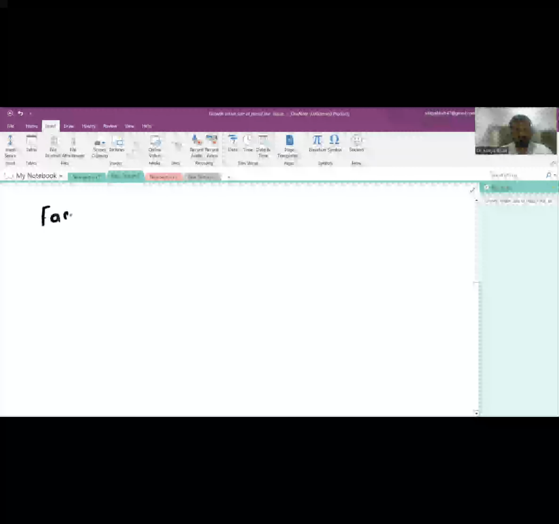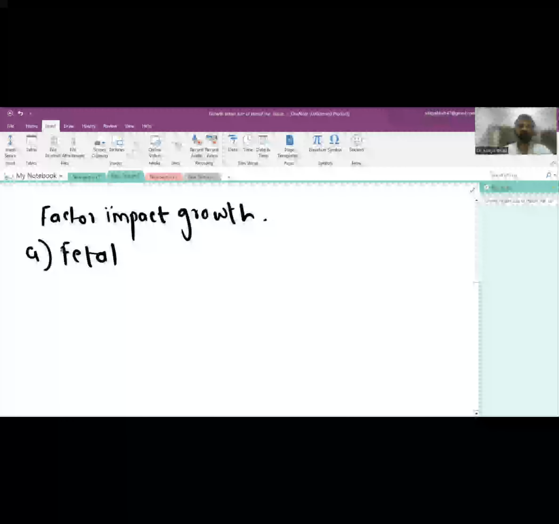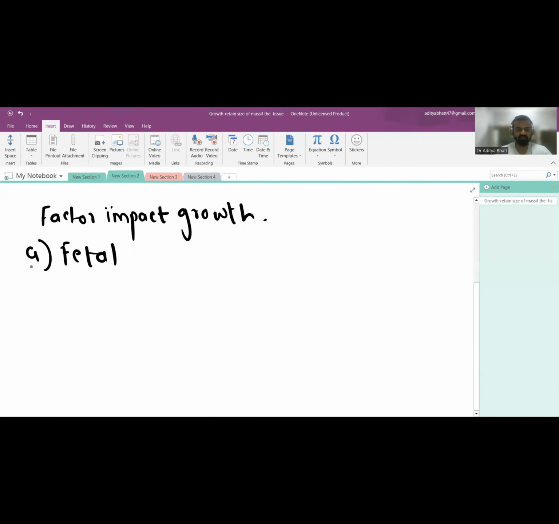Now, what are the factors which impact growth? First we take fetal growth. So what are the factors which affect fetal growth? Fetal growth is primarily influenced by three factors. That is the fetal factors themselves, the second are the placental factors, and third are the maternal factors. All three are very important, so we will begin one by one with each of them.